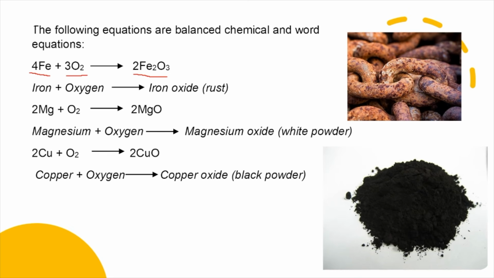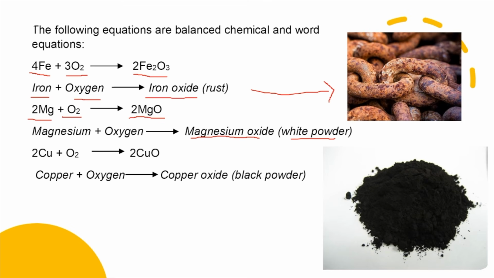The word equation is iron plus oxygen gives us iron oxide, which is rust, and it's displayed in this image on the right-hand side. For magnesium, we have 2 magnesium atoms that bond with an oxygen molecule to give us 2 MgO. Magnesium and oxygen will be the word equation that react with one another to form magnesium oxide. This is a form of a white powder, which we discuss in the next chapter.